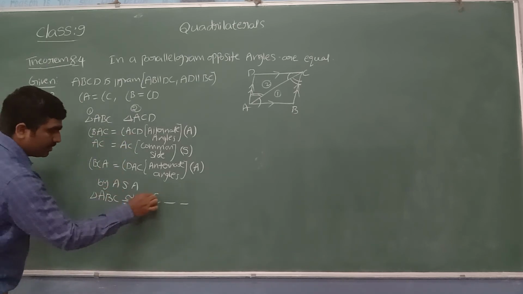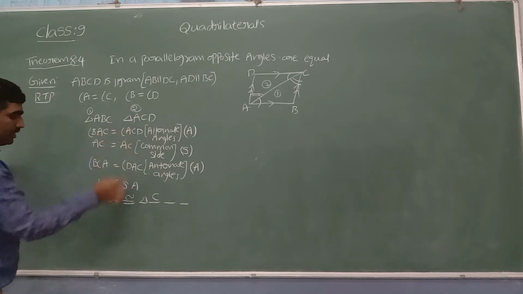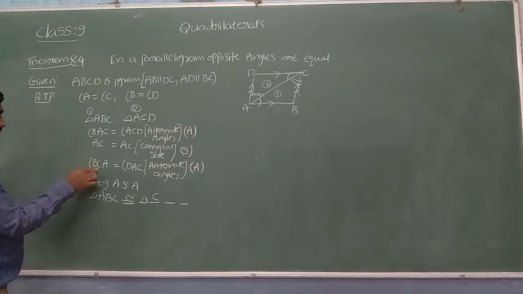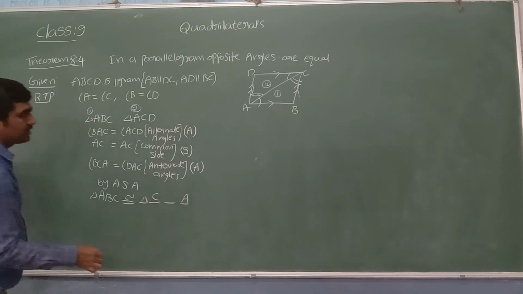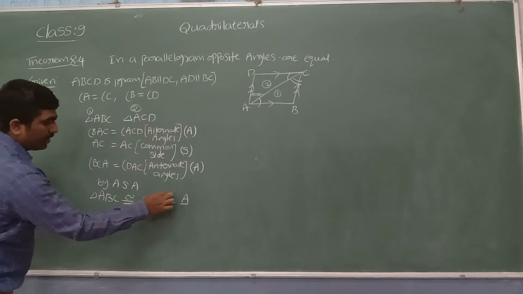In the place of A, you take C, as we took angle C equal to angle A. In the place of C you can take A. C last, A last. CA finished, more B left.